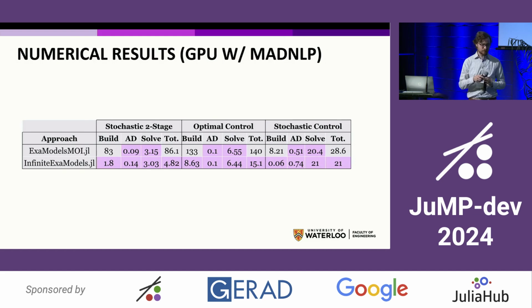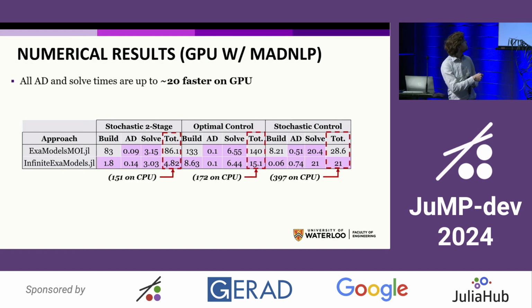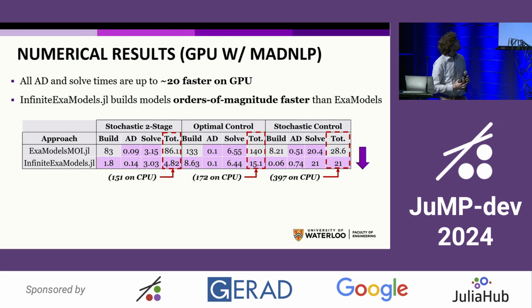Okay? On GPU, relative to ExaModels, our total time goes way down. Again, these times are significantly faster relative to the CPU times. And we are even faster, again, because our build time is significantly less. That's our main benefit of using InfiniteExaModels, and our AD is also pretty good. So overall, we're getting orders of magnitude speed up relative to CPU. And again, this includes the initialization time. So if you do any repeated solves, like in an optimal control setting, this goes up by like another order of magnitude faster relative to CPU. So we get some pretty significant speed ups.